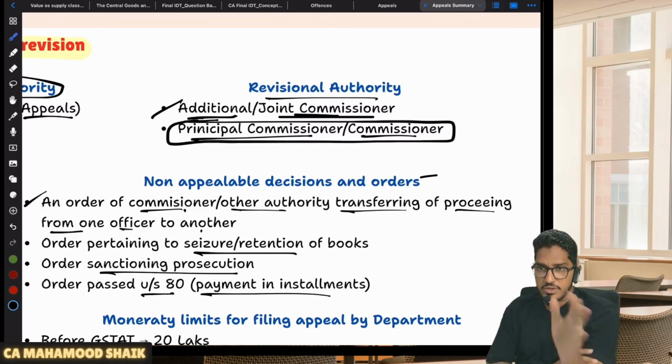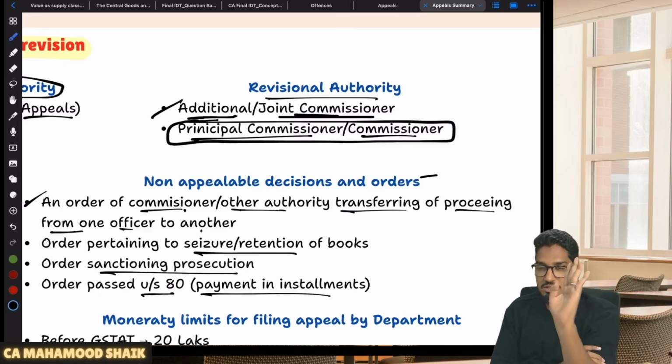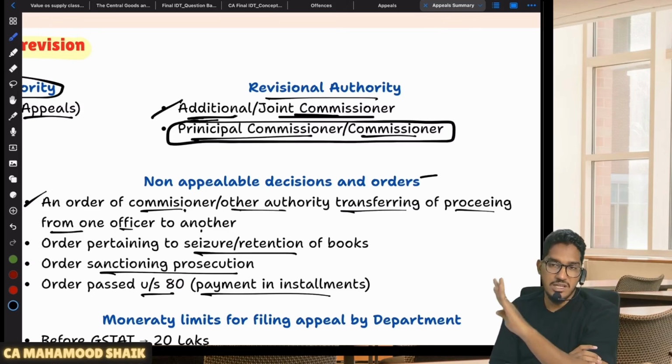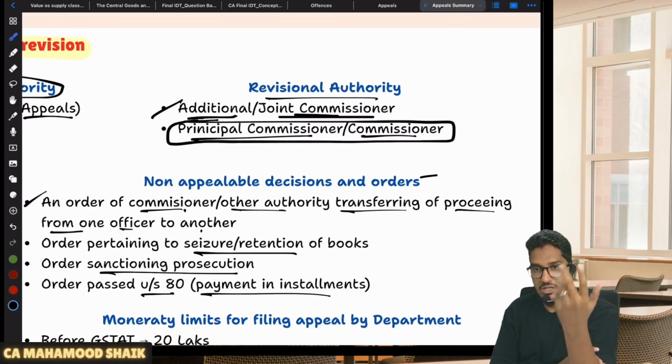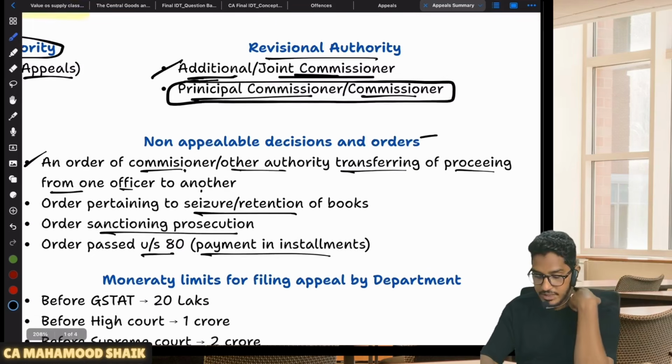This you have to remember. So tell me, what are the 4 cases which you can't go for appeal? An order of the commissioner transferring the proceedings from one officer to another officer, order pertaining to seizure or retention of the books, order sanctioning prosecution, and order passed under section 80, payment in installments. These are the 4 such orders or decisions which cannot be gone for appeal. These orders will be final. That's what they meant. Okay, clear then.